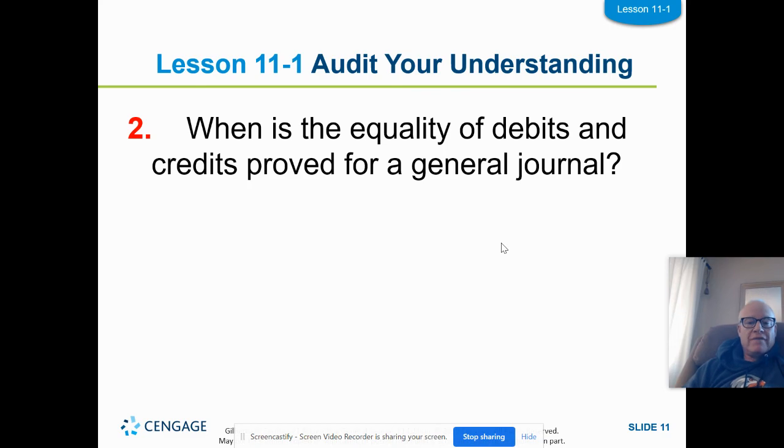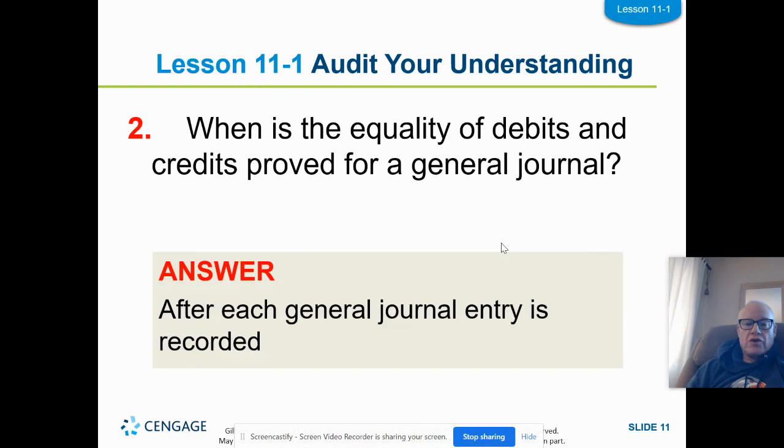When is the equality of debits and credits proved for a general journal? Good question. Really, it's after each journal entry is recorded. Now, later on, we're going to get into entries where we might have three debits and four credits. We always want to make sure before we move on that those debits and those credits are equal.